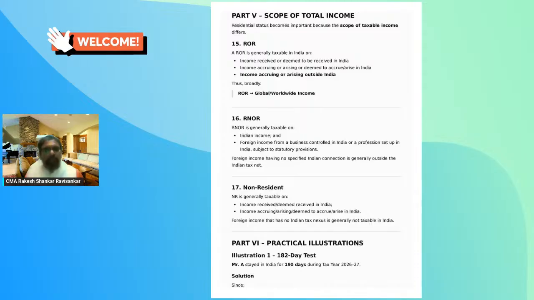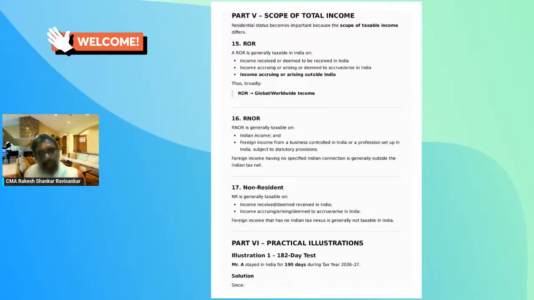So the scope of total income depends on the residential status. For a resident and ordinary resident, the income received or deemed to be received in India, income accruing or arising or deemed to accrue or arise in India, and income accruing or arising outside India becomes fully taxable. So thus broadly, the global or worldwide income becomes fully taxable for a resident and ordinary resident.